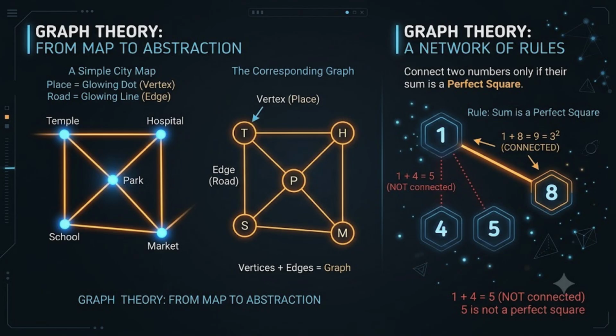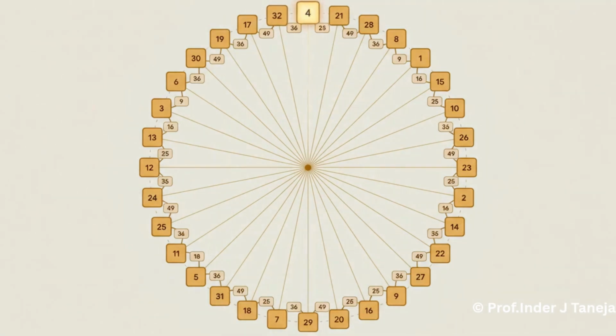And now things get really interesting. Imagine that we can travel through this graph and visit every vertex exactly once and finally return to where we started. That closed route is called a Hamiltonian cycle. So a Hamiltonian cycle is basically: visit every vertex exactly once, return to the starting point.